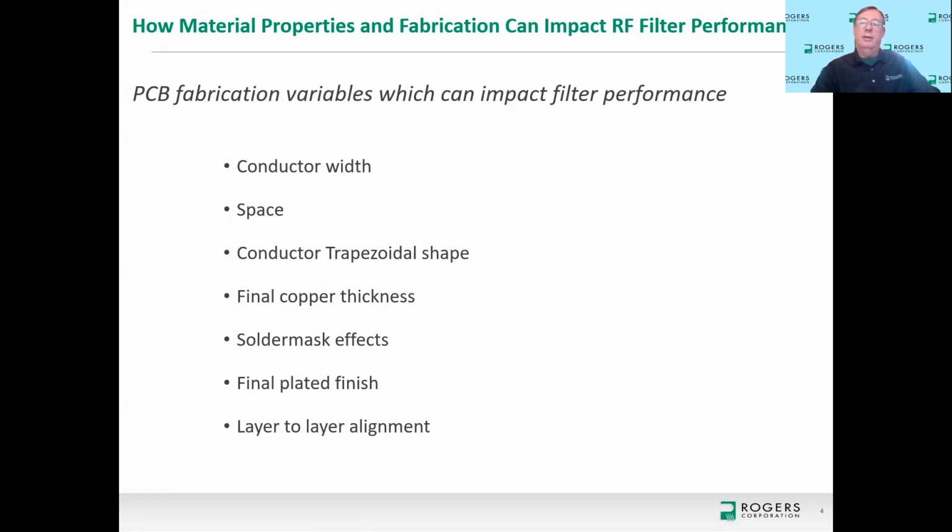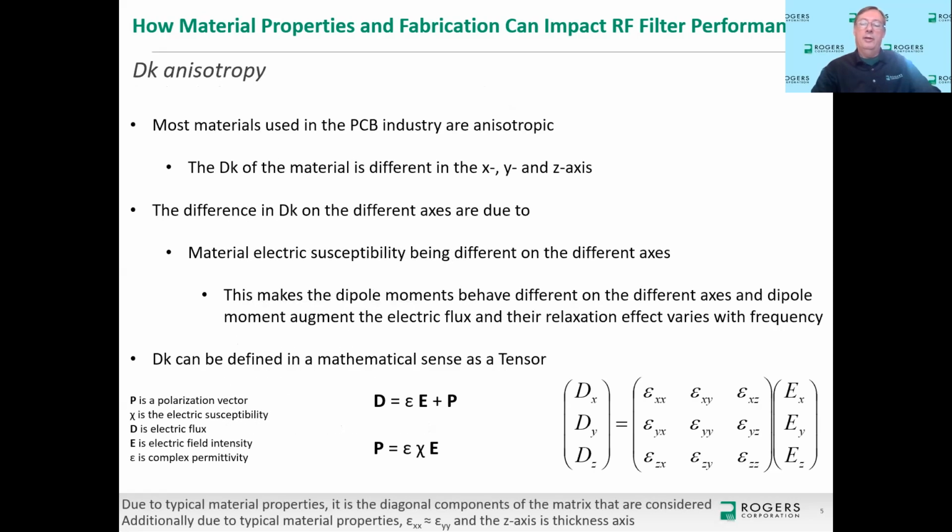And the layer-to-layer alignment comment is really more related to multi-layer circuits. And it could be like a stripline broadside coupled filter. Then the layer-to-layer alignment is pretty important. And again, the designer should be talking with the fabricator to understand what kind of tolerance should be expected for layer-to-layer alignment. Now, anisotropy, all materials have anisotropy.